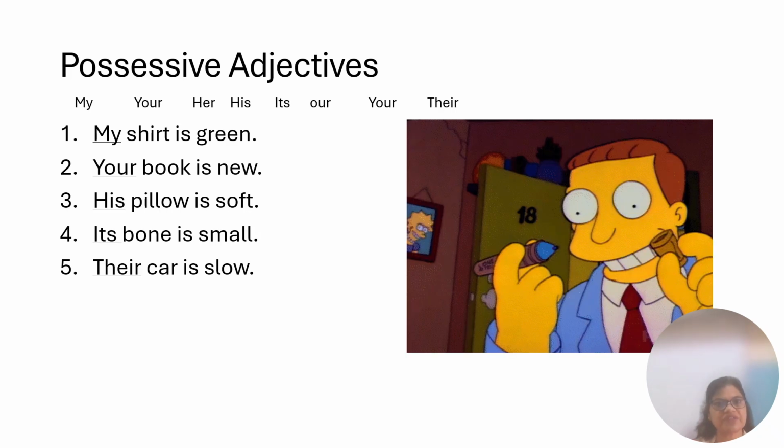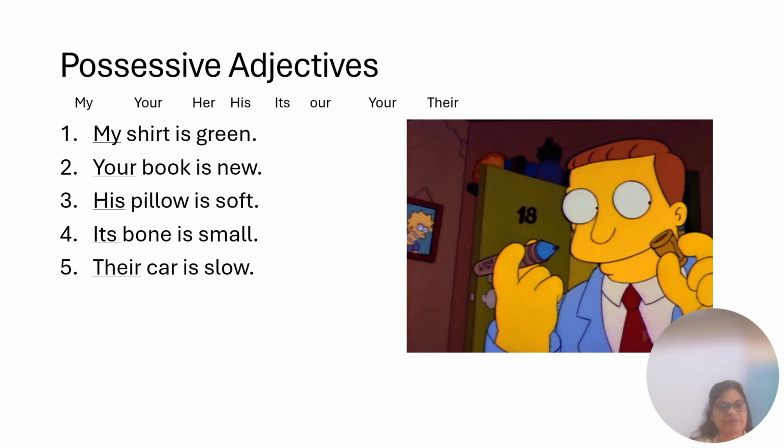Next we have possessive adjectives when we use my, your, her, his, its, our, your, their. So possessive adjectives is a word placed before a noun to show ownership or connection, using words like my, your, his, her, its, our and their.